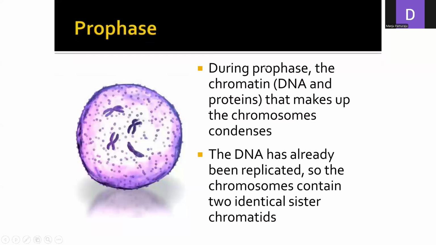Prophase, first one. During the prophase, the chromatin, that is the DNA and proteins that make up the chromosomes, condenses. Before the cell division starts they are thread-like, but during the cell division the DNA will be condensed and becomes rod shaped. The DNA has already been replicated, so the chromosomes contain two identical sister chromatids. These are the two identical sister chromatids.